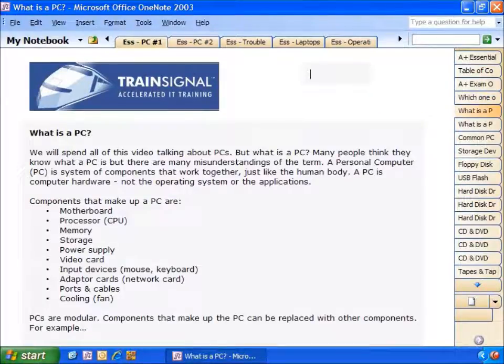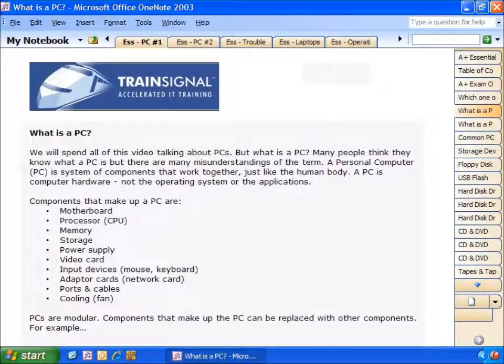All right, so what is a personal computer? Let's talk more about that. We'll spend this whole video talking about personal computers. But what really is a personal computer? Many people think they know what a PC is, but there are so many misunderstandings of the term.